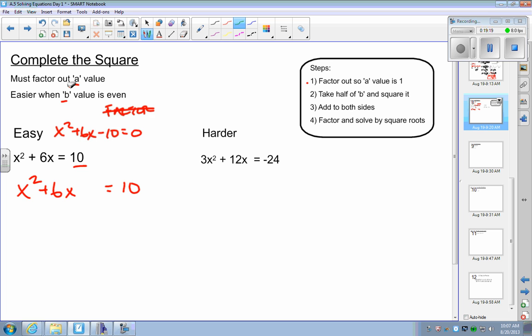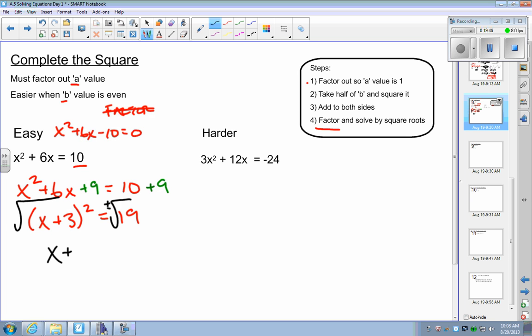If it helps you to use a different color, half of 6 is 3, you square it, it's 9. You can't just randomly add 9 to one side without doing it to the other. Okay? Now you have to remember to factor. So these are always going to factor to the same blob, quantity squared. It's always half the b. Now this equals 19, and you're right into a square root method. Square root, the plus minus. So x plus 3 equals plus or minus the square root of 19.